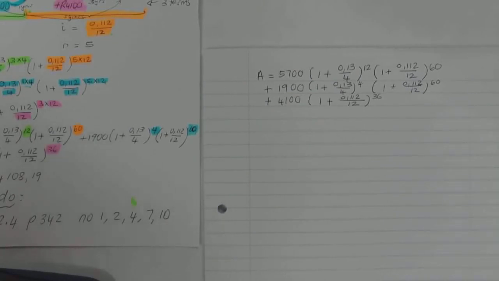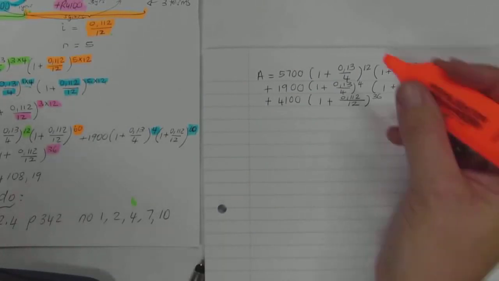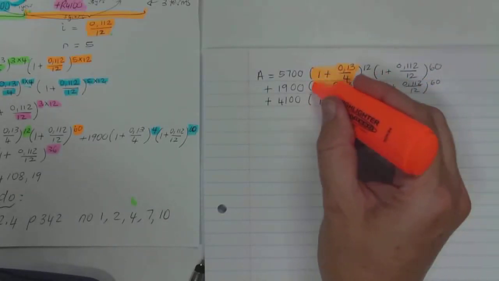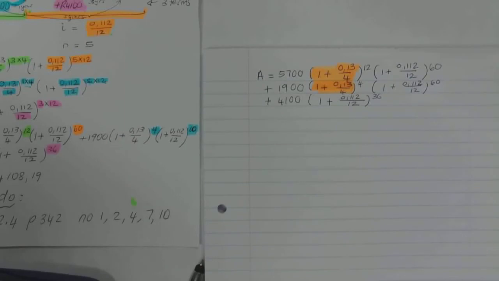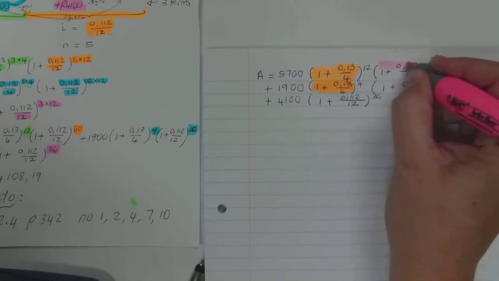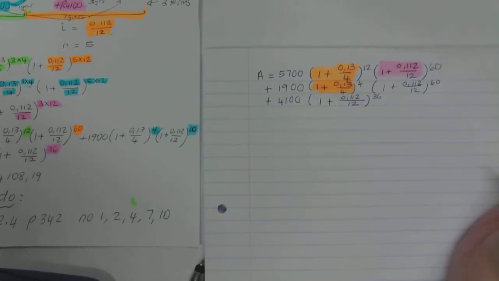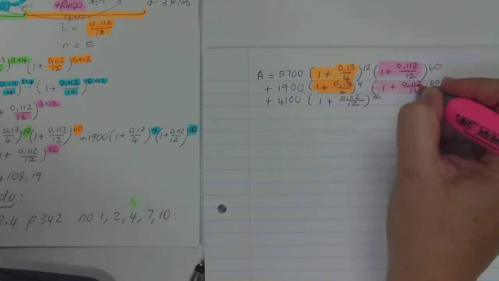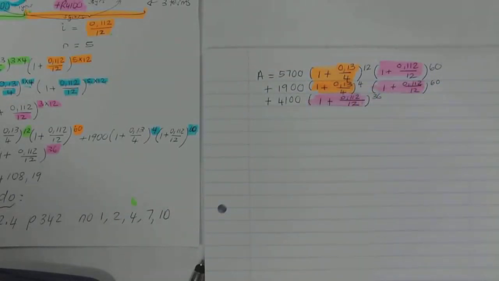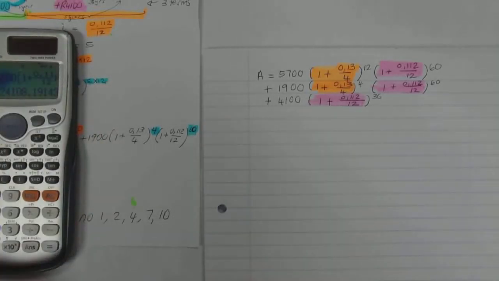Okay, so do you notice that I have 1 plus 0.13 over 4 that repeats itself, and I have 11.2% over 12 in each deposit that was made? Okay, so I can now, by doing the following.